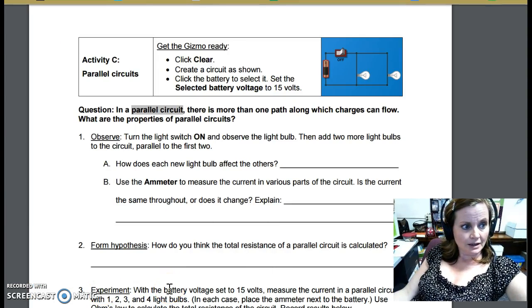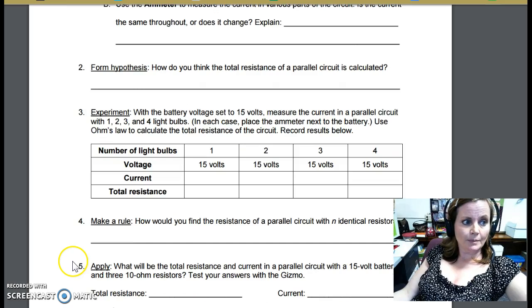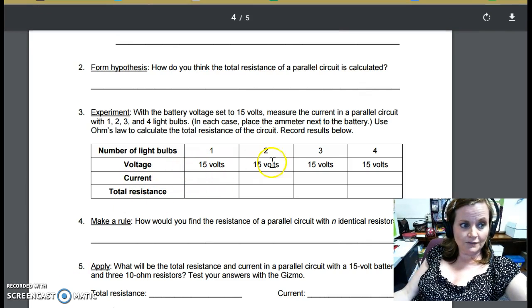Now it says turn the switch on, then add 2 more light bulbs. How does each new light bulb affect the others? Use the ammeter to measure current in various parts of the circuit. Is the current the same throughout? Explain. Form your hypothesis. How do you think the total resistance of a parallel circuit is calculated? Then you're going to experiment. You're going to leave voltage at 15 volts.